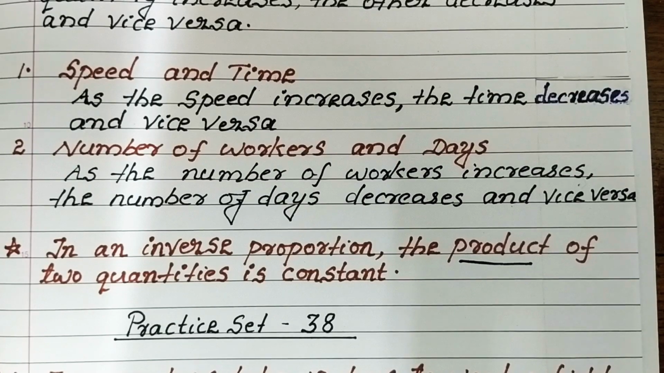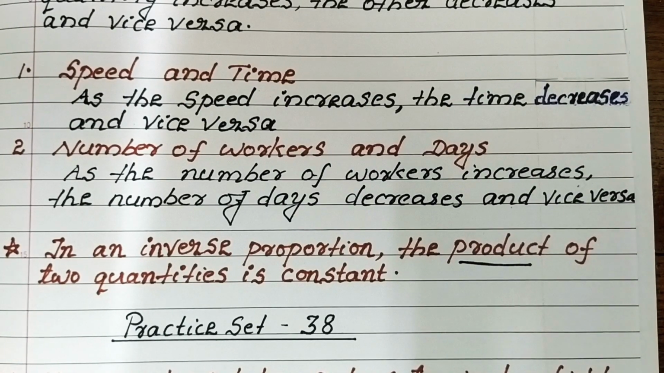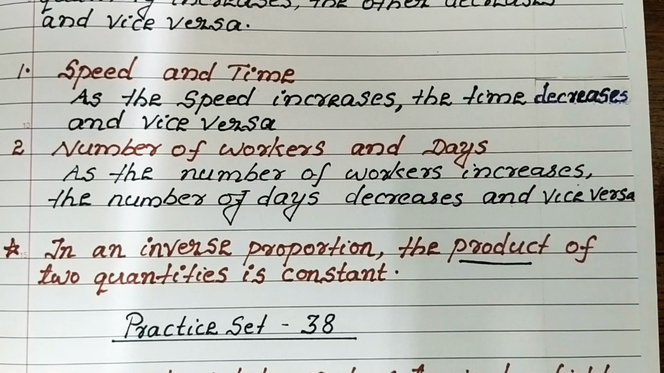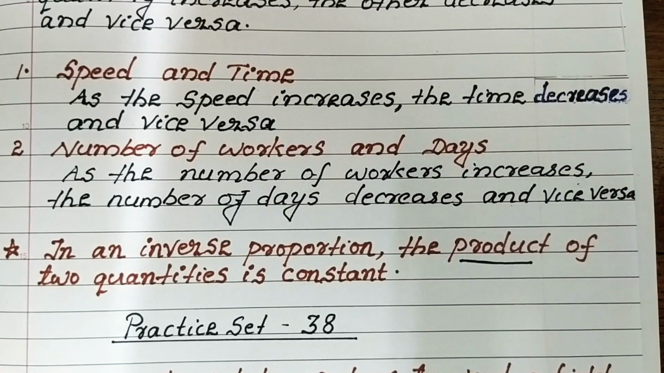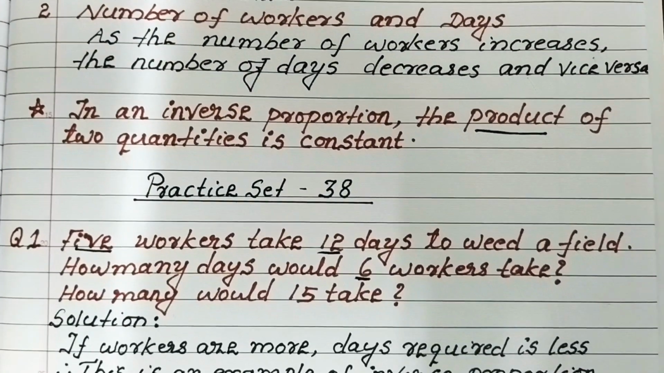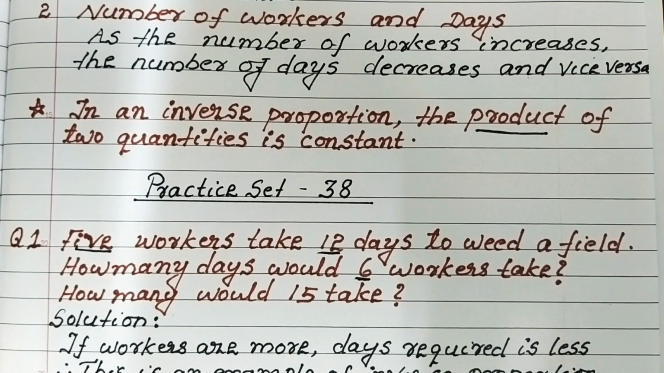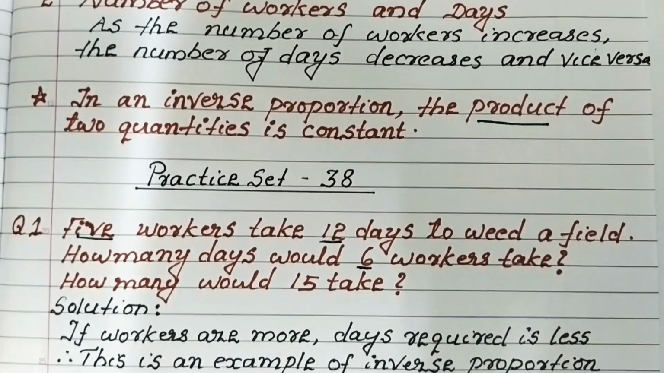What about direct proportion? In direct proportion, the ratio of two quantities is constant, and in inverse proportion, the product of two quantities is constant. Okay, this is all about inverse proportion. Let's start practice set 38. Question number 1.